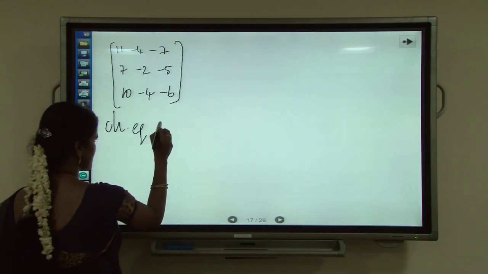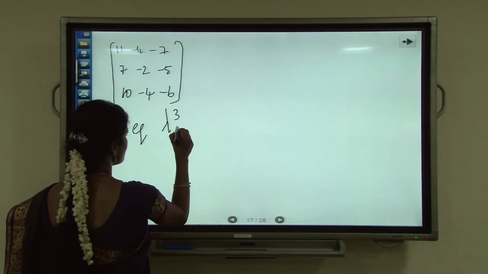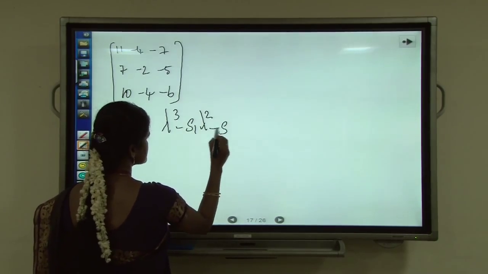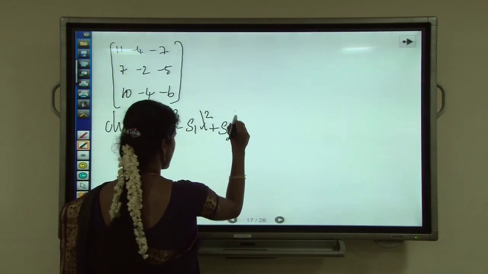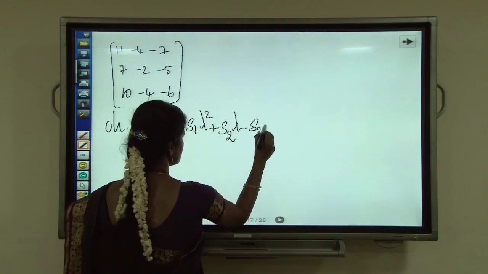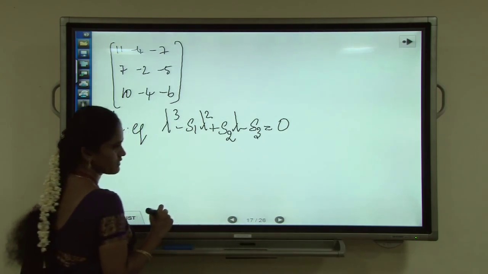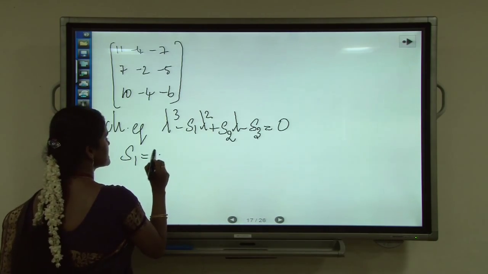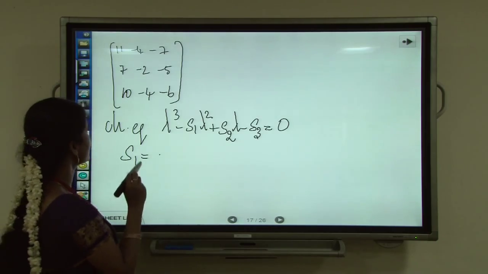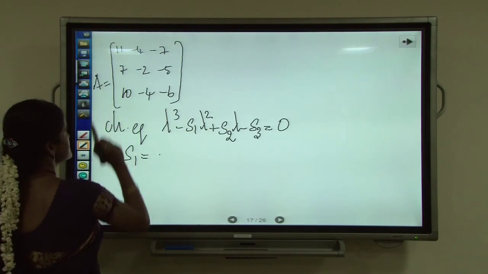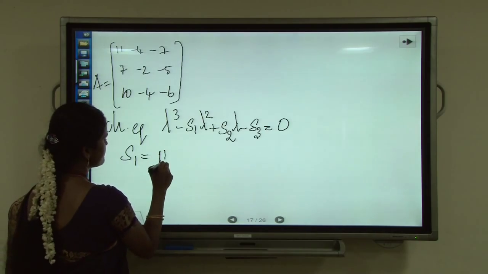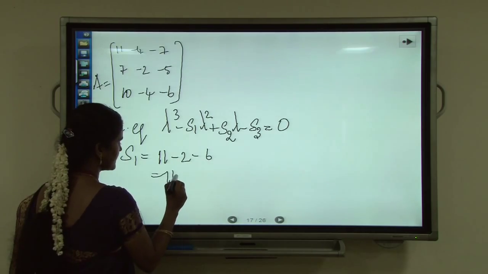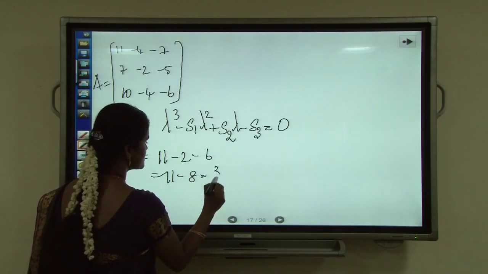So we use the shortcut method: lambda cubed minus S1 lambda squared plus S2 lambda minus S3 is equal to 0. Now how do we find S1? It is the sum of the main diagonal elements of the matrix A. As we sum up, we get 11 minus 2 minus 6, so it is 11 minus 8, which is 3.